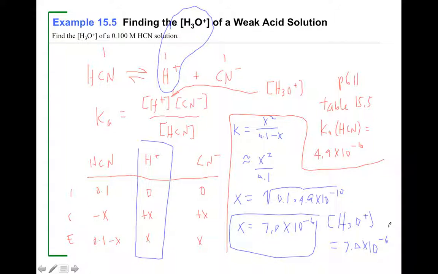Okay, so that's example 15.5. We weren't asked to find the pH. We were only asked to find the hydrogen ion concentration. All right, let's move on and do one more example, and then I'll see my settings in my pen.